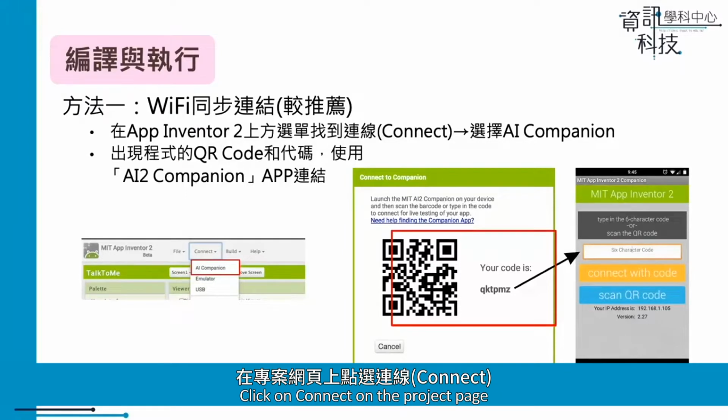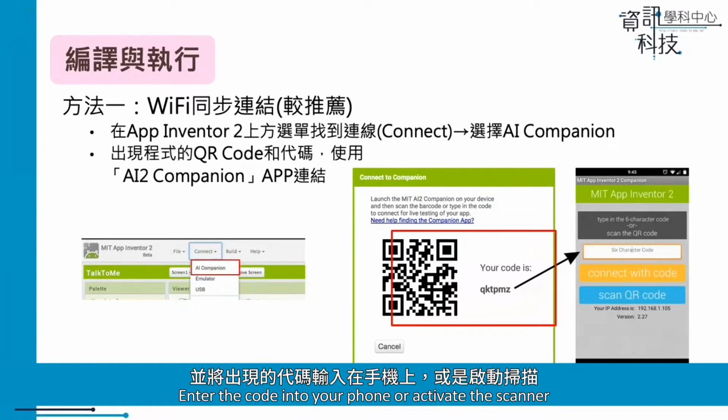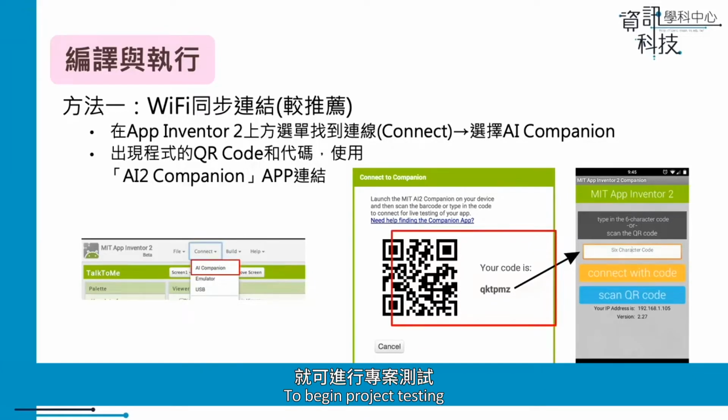Click on Connect on the project page. Choose the first AI companion. Enter the code into your phone or activate the scanner to begin project testing.